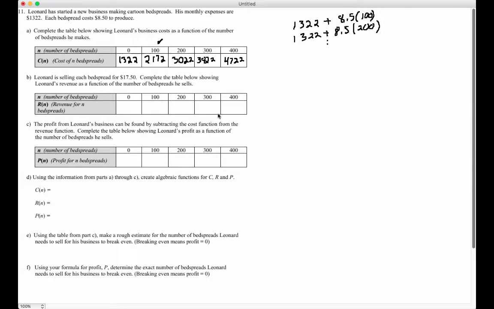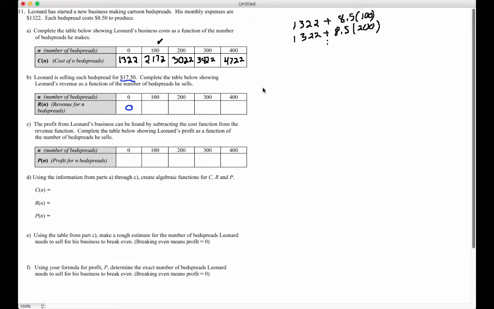Okay, so now the next question they ask us is how much money does he make? So he's selling the bed sheets for $17.50. So now we want to compute Leonard's revenue, in other words, how much money he brings in. Well, he's going to make $17.50 for every bed sheet that he makes. If he makes no bed sheets, he makes no money. So that means that his revenue would end up being $0.